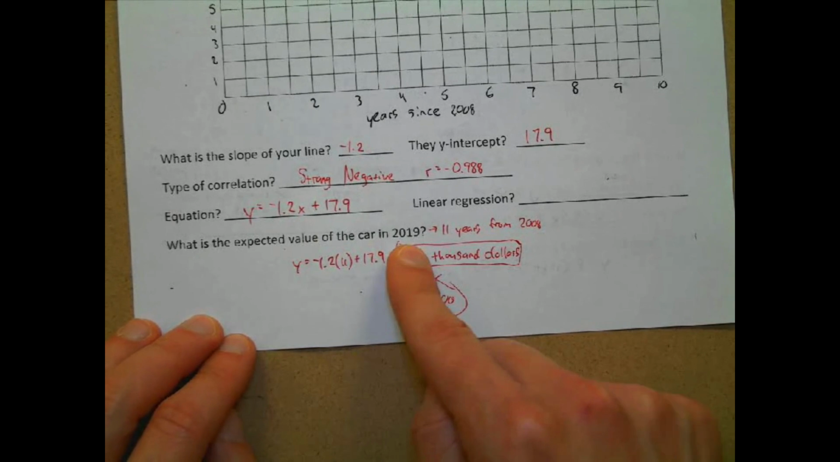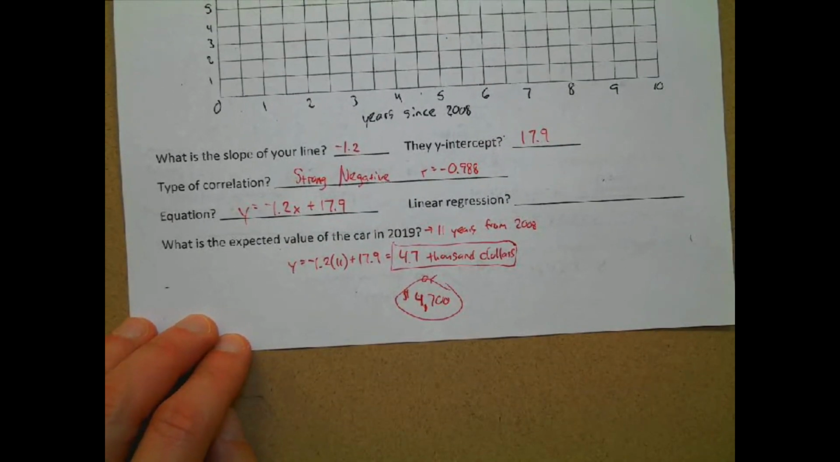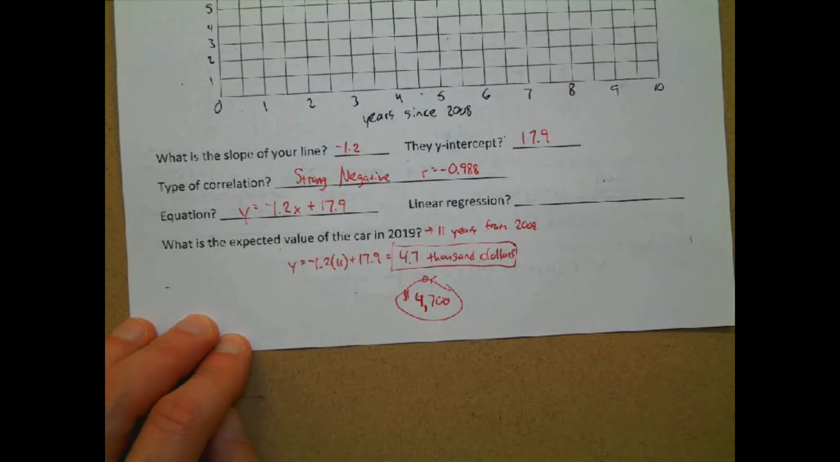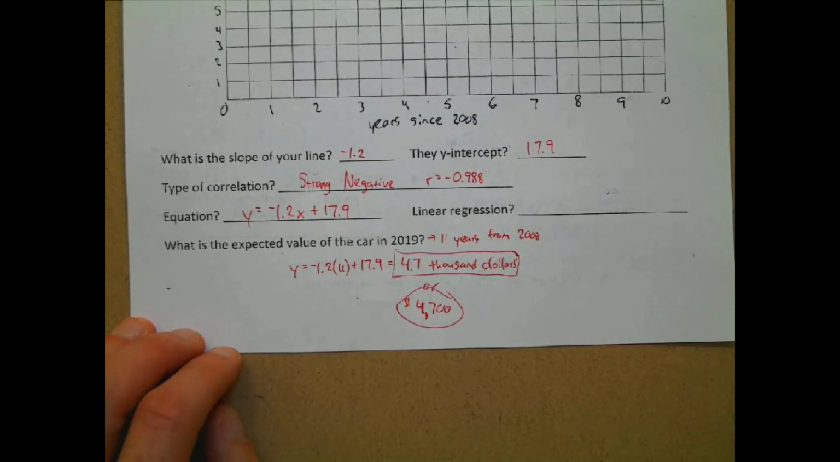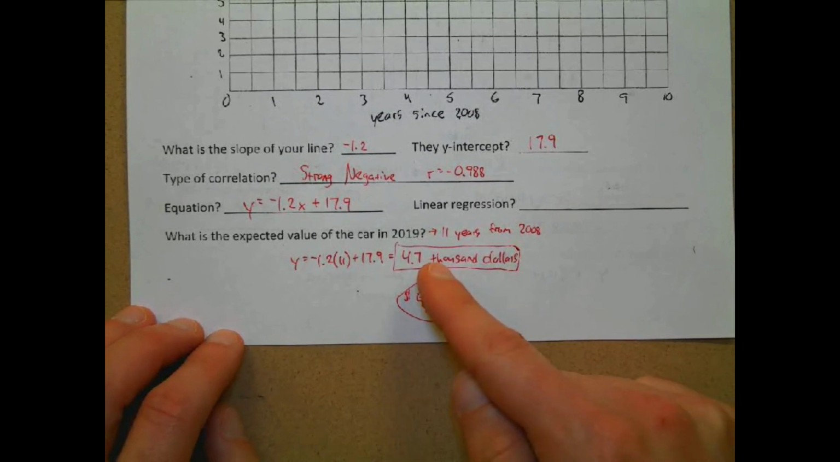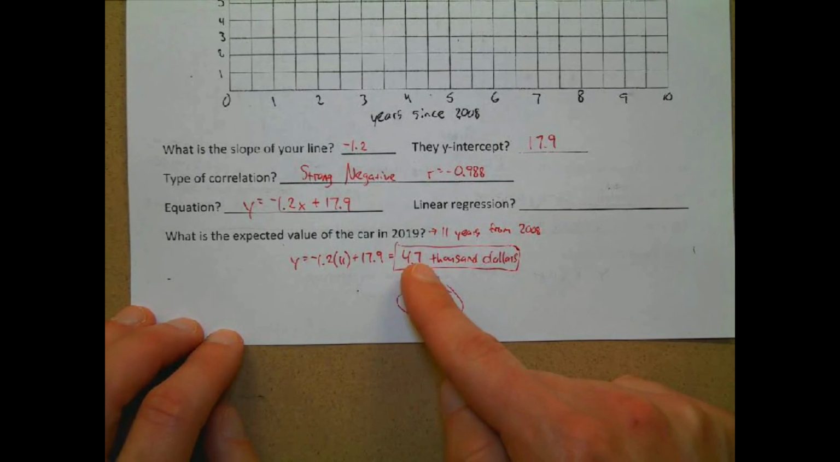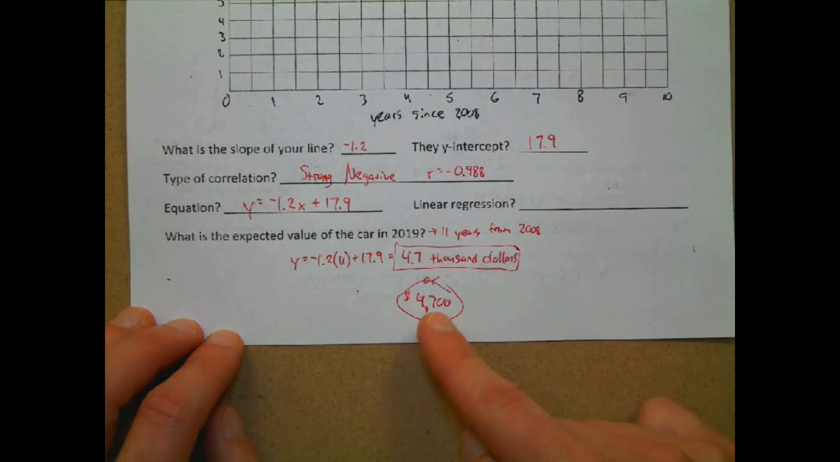That's the beauty of this: when you find a relationship that closely matches a line, you can then predict the value of the car into the future. You can predict the value of things into the future, which is the benefit of that, being able to predict the future using math. So in this case, if the relationship continues, we would expect the car to be worth about $4.7 thousand, or in other words, $4,700.